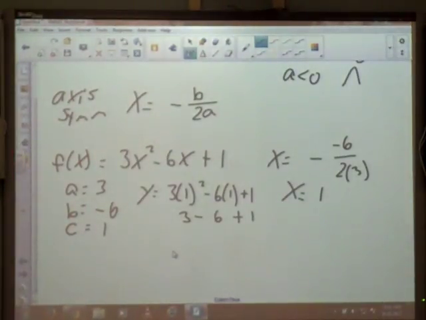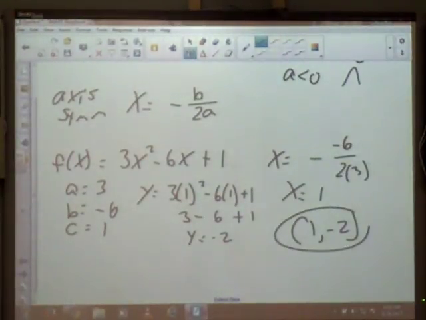So that gets us negative 3, and the negative 3 plus 1 is negative 2. Right? So if I make an ordered pair, I got the negative 2 when I plugged the 1 in. So 1, negative 2 is our vertex. So I can go over here to our picture, and I went 1, negative 2, and there's the vertex.